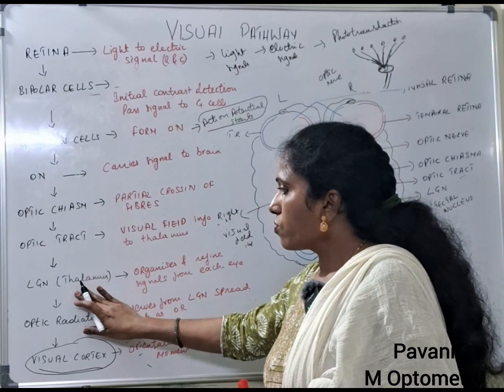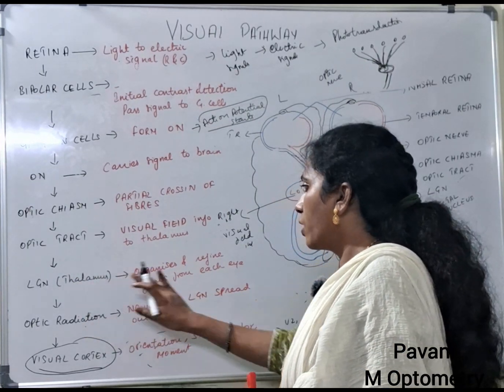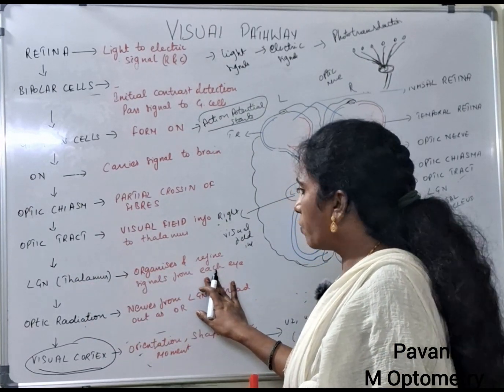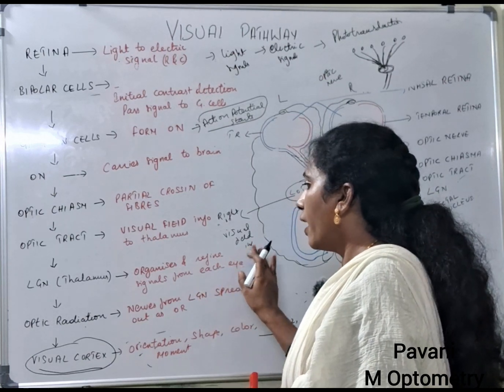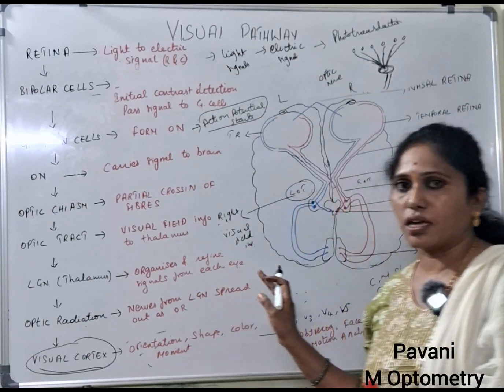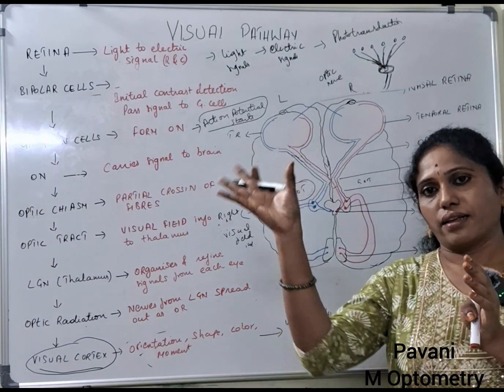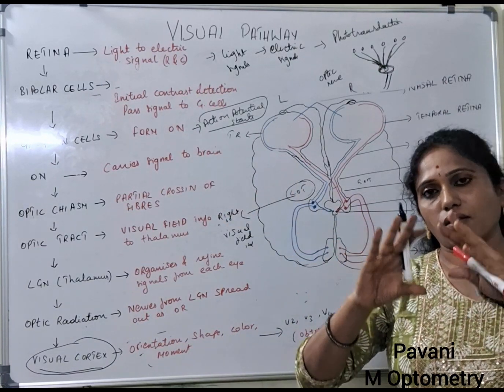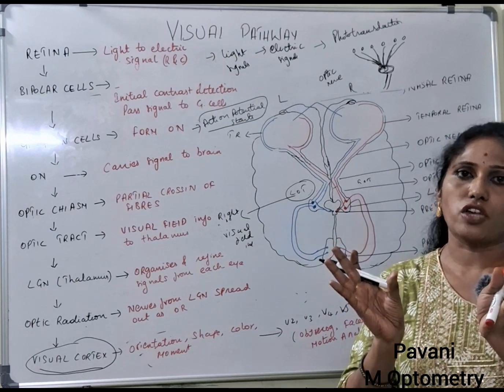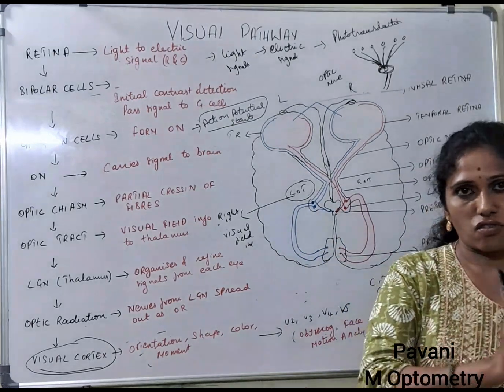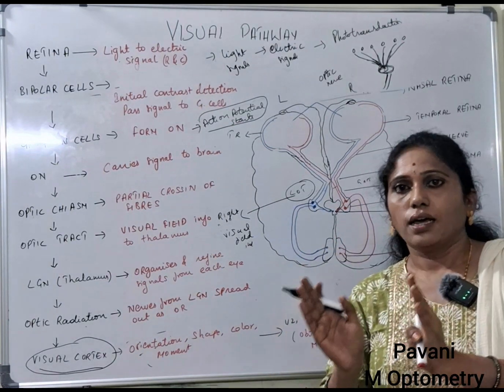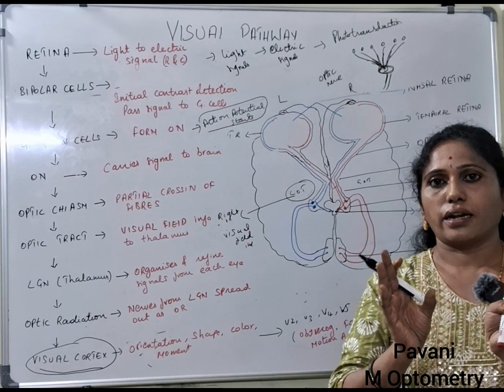When it reaches the lateral geniculate body, the main function of the lateral geniculate body is to organize and refine the signals coming from each eye. That means the signals coming from the left eye and the signals coming from the right eye are organized neatly at the lateral geniculate body based on shape, color, and motion. Everything will be organized neatly and separately.